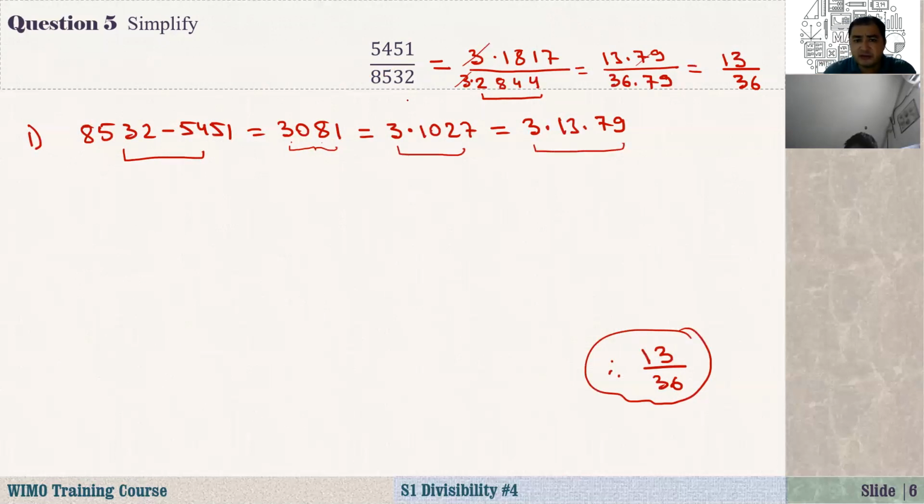After that, I just check the denominator. Is it divisible by 3? Yes. Immediately, I just factorize this. Is it divisible by 13? No. Is it divisible by 79? Yes. So that's equal to 36 times 79, and cancel out the common factor. And that's it. Okay, Carol.